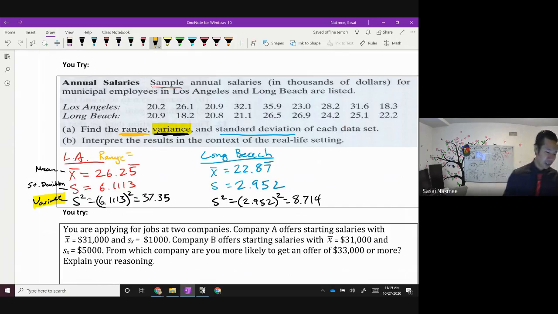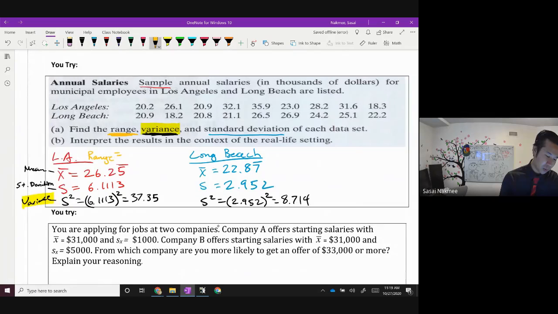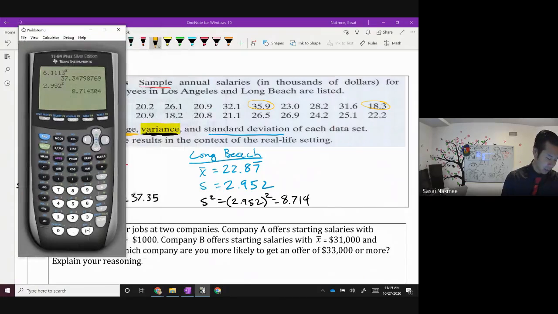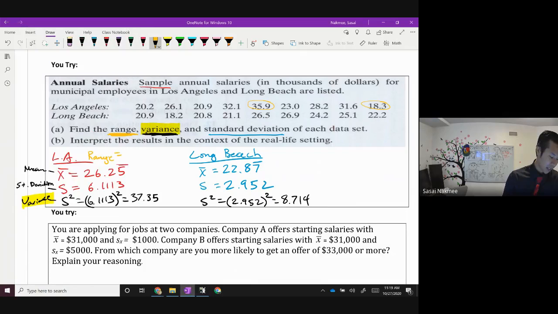Yeah. So for Los Angeles, we look for the biggest number there. What's the biggest number for Los Angeles? I'm going to go with 35.9. What's the smallest number there? 18.3? Is that right? I don't think there's anything making less than 18.3. Wow, that person's making a little bit of money. For working for Los Angeles, you think they'd be making more money. So the range here is going to be that 35.9 minus 18.3, which is a range of 17.6.